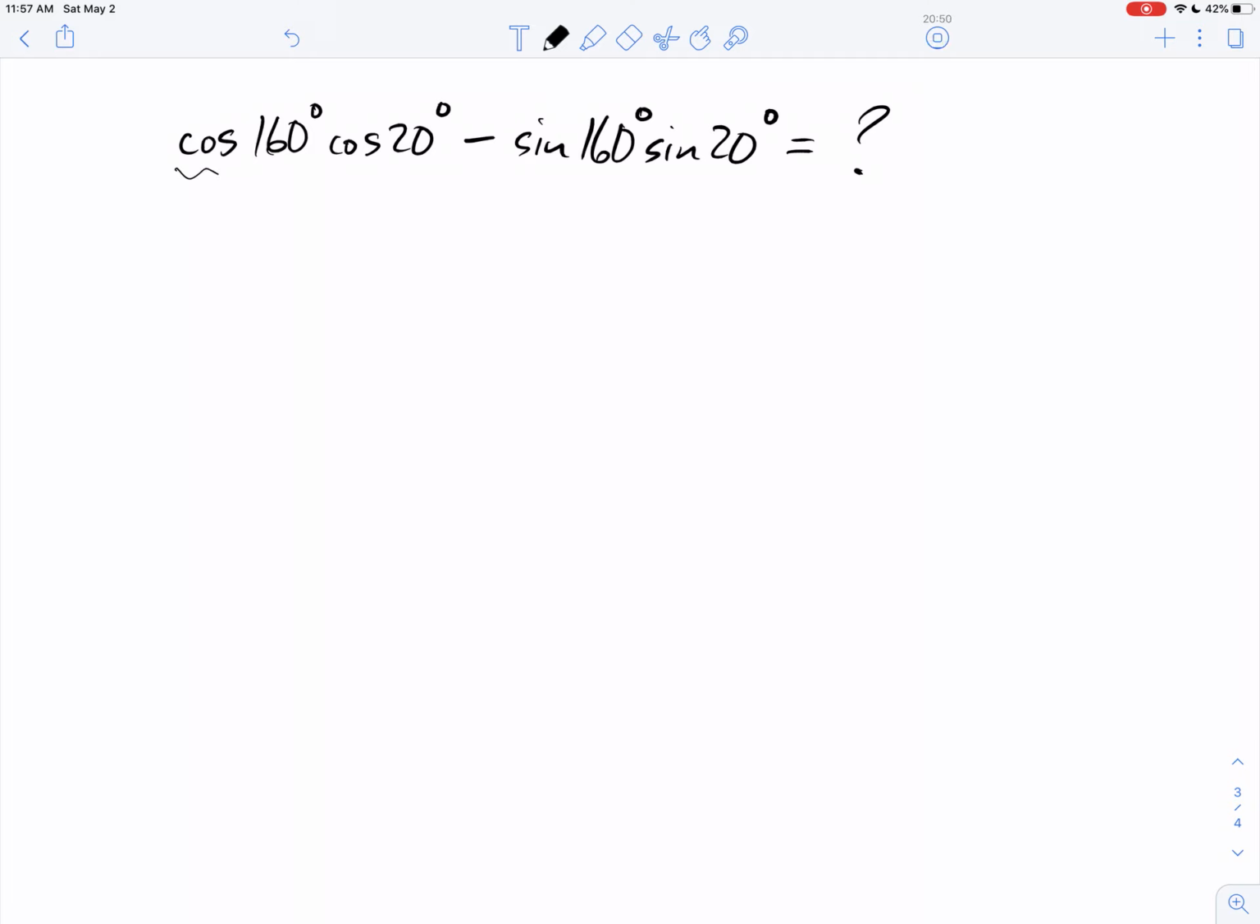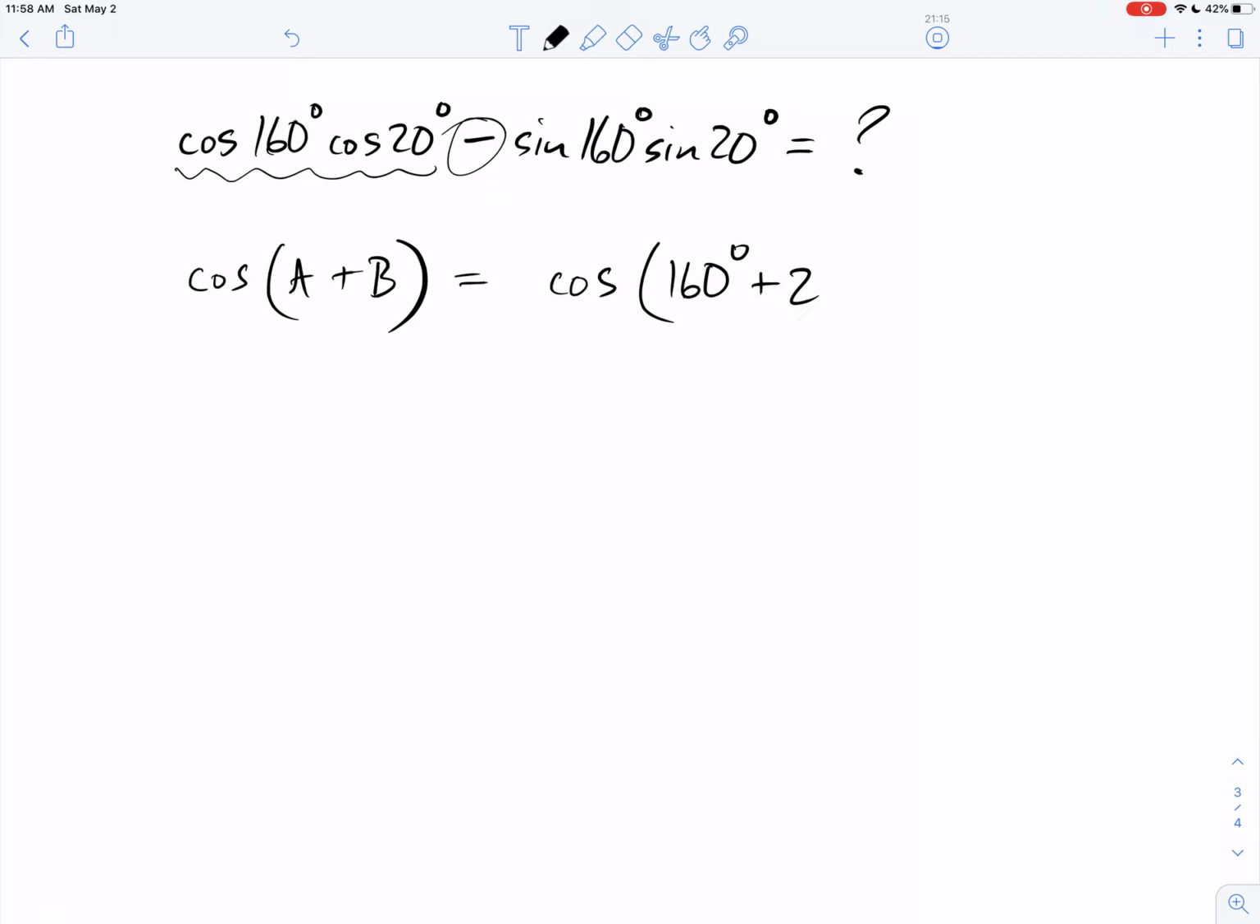If I have cos cos and I have a minus, what I'm really looking at is cosine of an A plus B type event. I am doing the sum of a cosine of an A and a B. Well, what are the two angles they gave me in this? It looks like cosine of 160 plus 20. Well, that's the same thing as the cosine of 180. Now, here's where we start playing big time.